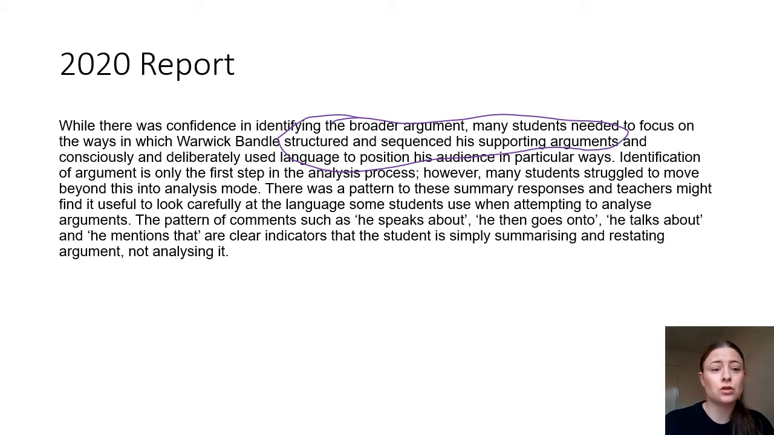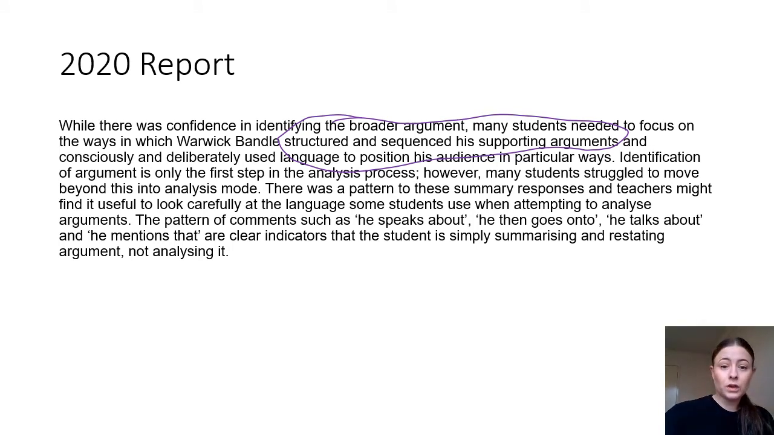However, many students struggle to move beyond this into analysis mode. There was a pattern to these summary responses, and teachers might find it useful to look carefully at the language some students use when attempting to analyse arguments. The pattern of comments such as, he speaks about, he then goes on to, he talks about, he mentions that, are clear indicators that the student is simply summarising and restating arguments, not analysing them.